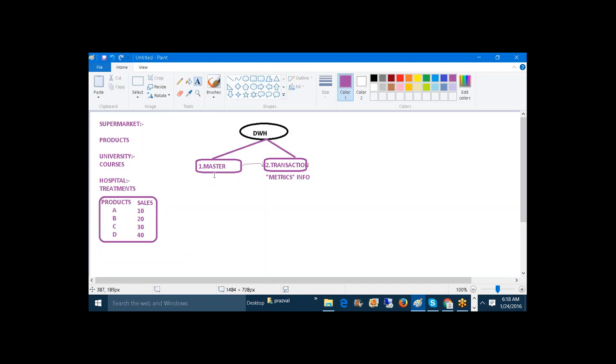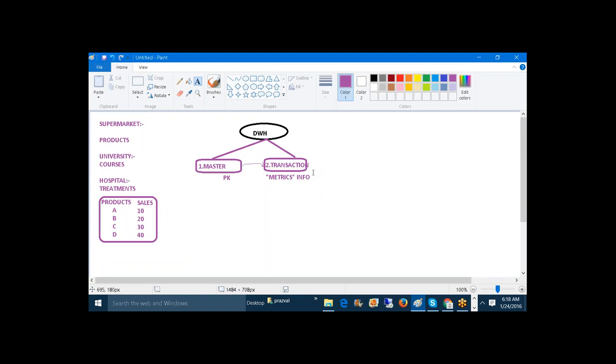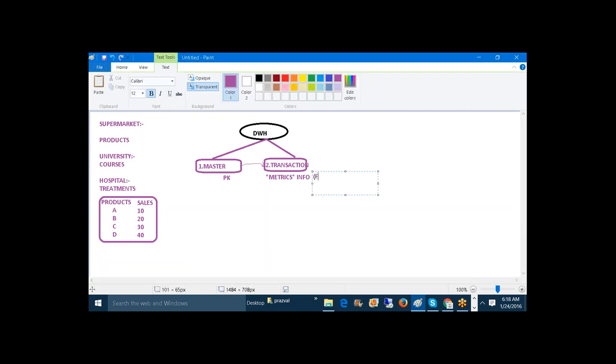Master always acts as the parent and transaction always acts as the child. So how to define the parent-child relationship? In the data warehouse or in the database, the parent-child relationship can be established with the help of the primary keys and the foreign keys.